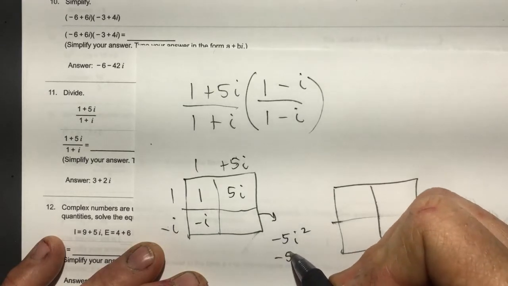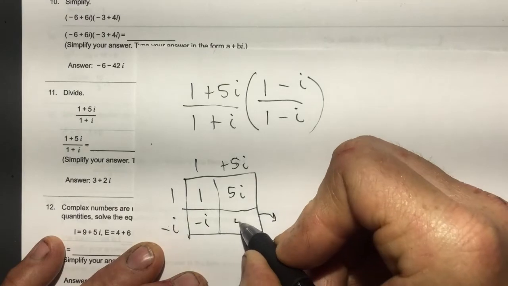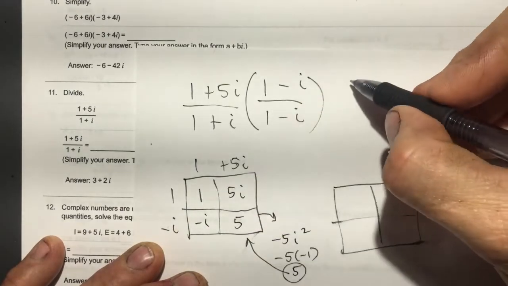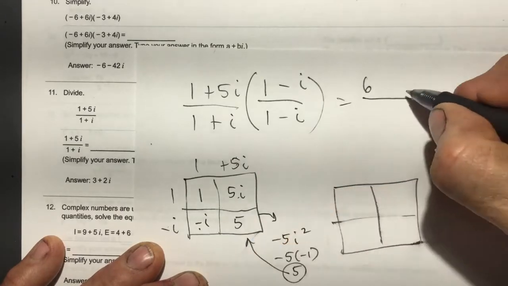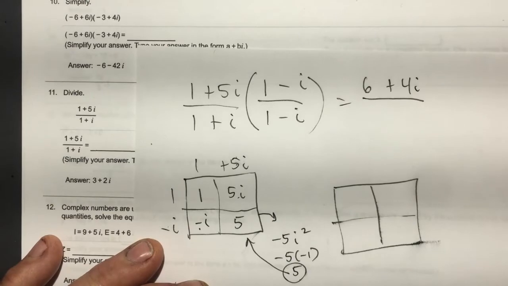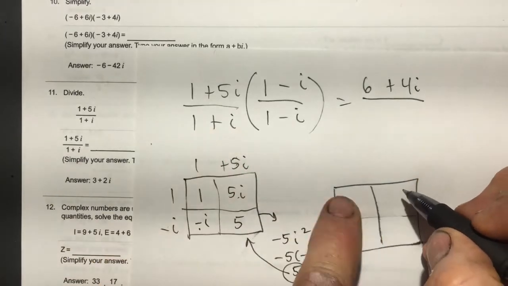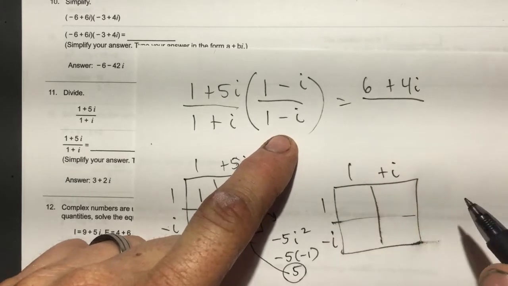Okay, 5 times negative 1 is negative 5. i squared, well, that's negative 1, so that gives me a 5. So this should be a 5 right there. So 1 plus 5 would be 6. And then 5i plus negative i would be a 4i. There's my top. Okay, now on the bottom, this square here, I got 1 plus i, 1 minus i.